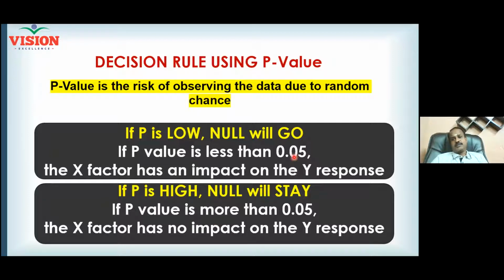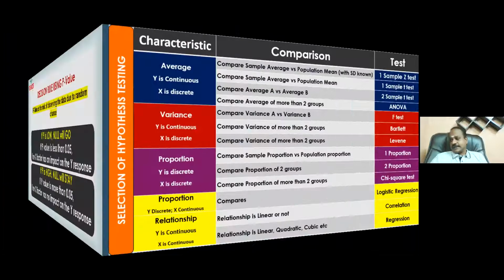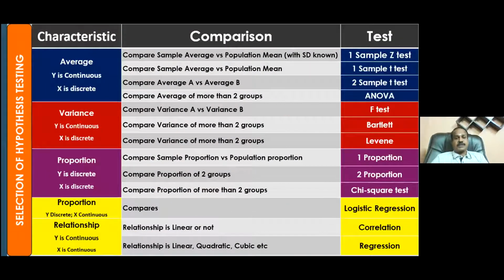So when the p-value is less than 5%, you reject the null. When the p-value is more than 5%, you do not reject the null. So this is the decision making criteria. So this is what we have studied here.